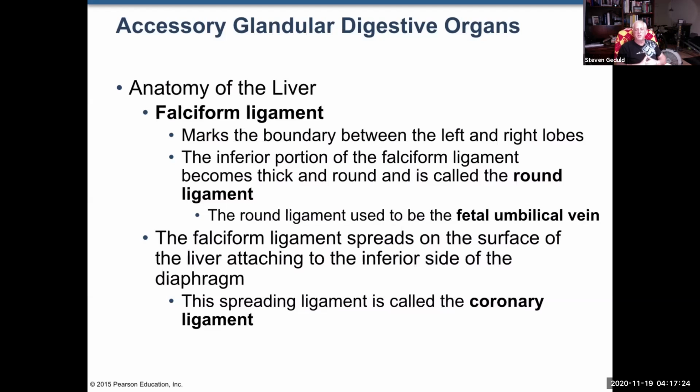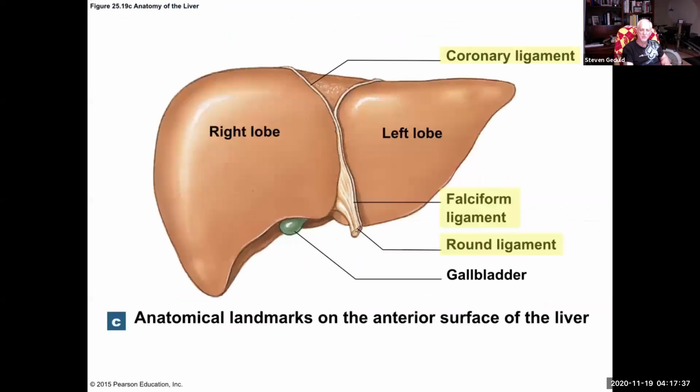The falciform ligament spreads on the surface of the liver and attaches to the inferior side of the diaphragm, so it holds the liver in place. This ligament is called the coronary ligament as it spreads down. That's what holds your liver in place. So here's the liver. This is the round ligament as it comes down. This is the falciform ligament as it cuts right between the left and right lobes. As it gets thinner and spreads out, it becomes the coronary ligament. And here you can see the right lobe of the liver, the left lobe, and the gallbladder where it sits.